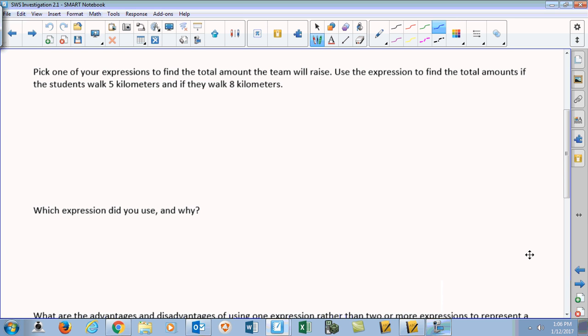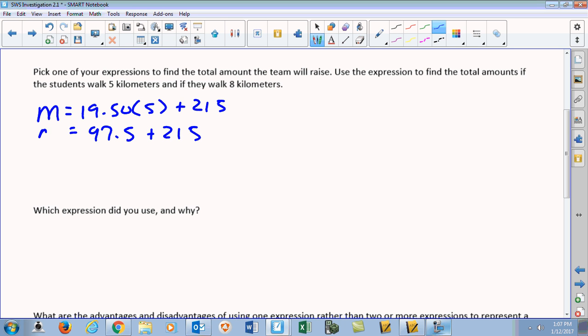All right, so if we solve this for 5 kilometers using the equation, plug in the 5 for kilometers walked. 19.5 times 5 is 97.5, and then we're going to add 215 to it. When I combine those together, 97.5 plus 215, this is going to be a dollar amount, so we're going to add a 0 in here, we get $312.50. So if the team walked 5 kilometers, that's how much money they will make as a group.